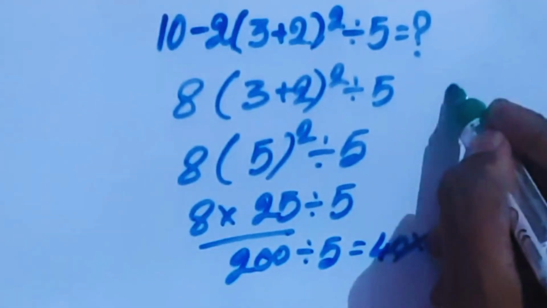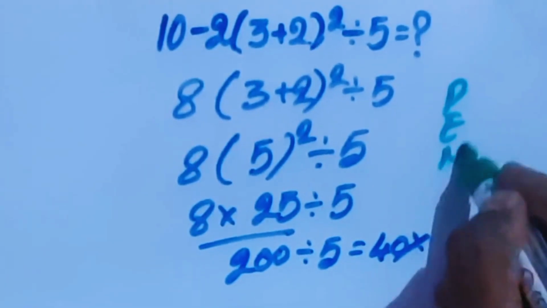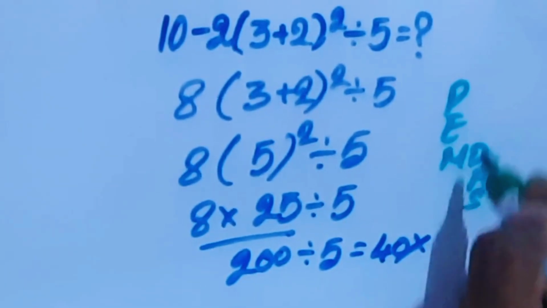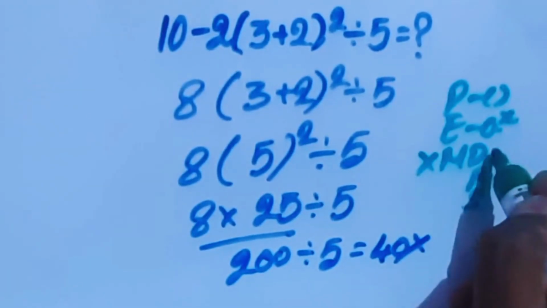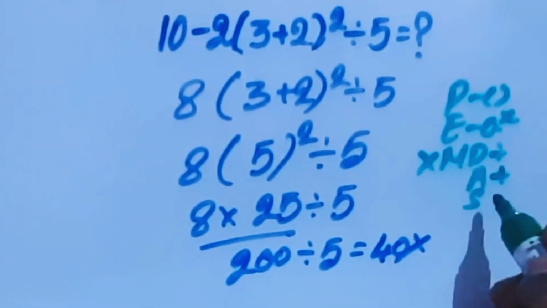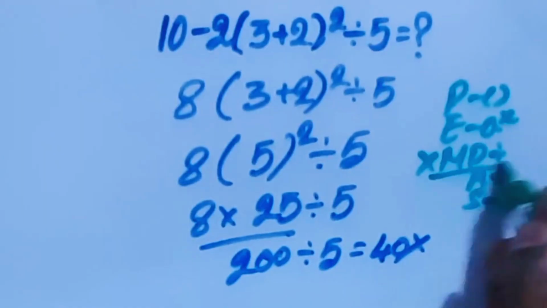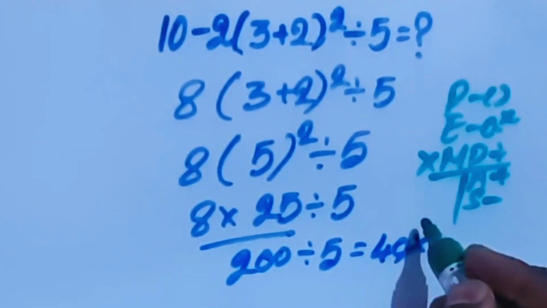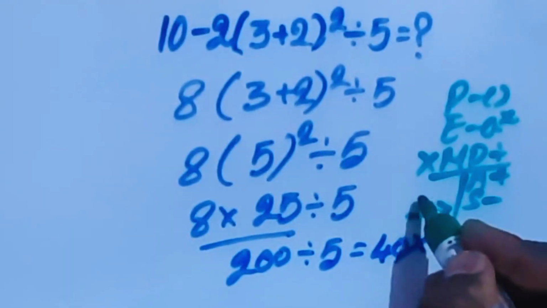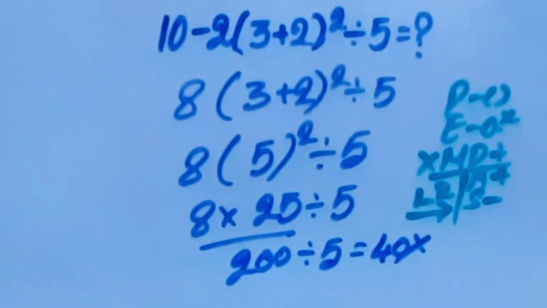Here we are going to introduce the PEMDAS rule from order of operations. P is brackets, which have the highest priority. E is exponent. M stands for multiplication, D stands for division, A stands for addition, and S stands for subtraction. Multiplication and division have equal priority. Addition and subtraction also have equal priority. For equal priority, we introduce another rule called left to right.